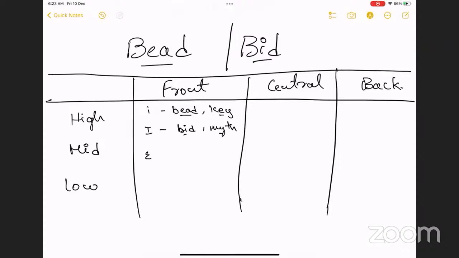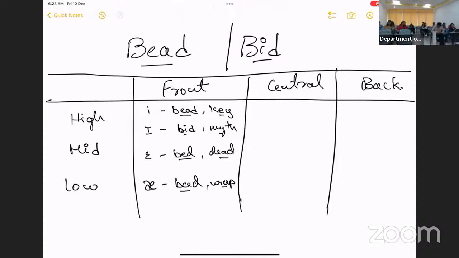Next one is A. You have bed, dead. In the mid level you have A, bed, dead. And then coming to the lower level, you have the A, that is bad or rap. Now try to concentrate on the shape of your lips. We'll move to the next one and do all of it together.